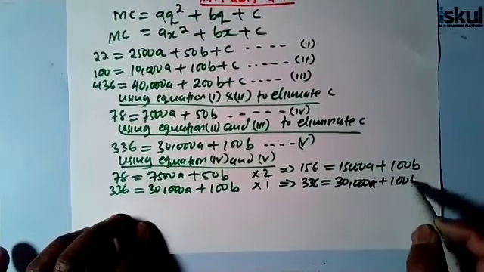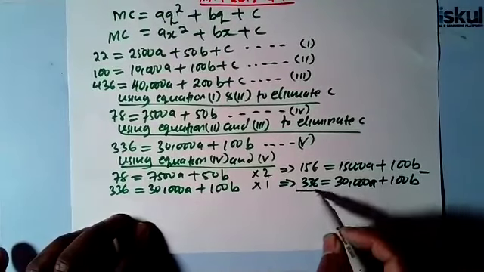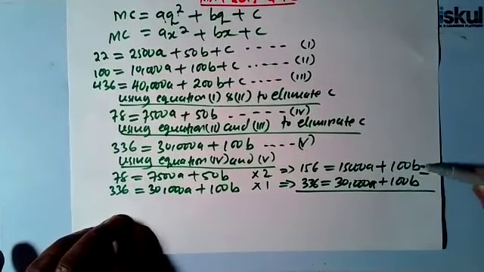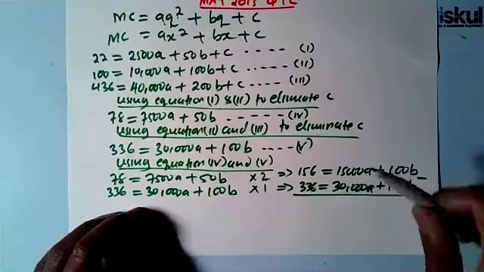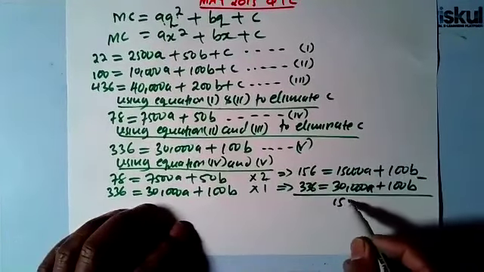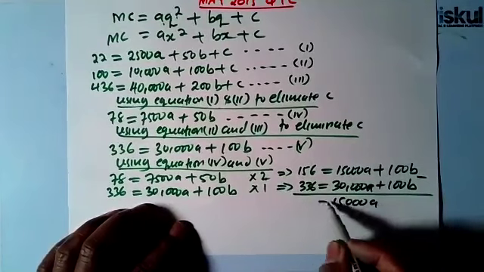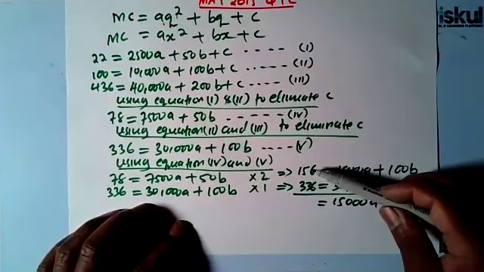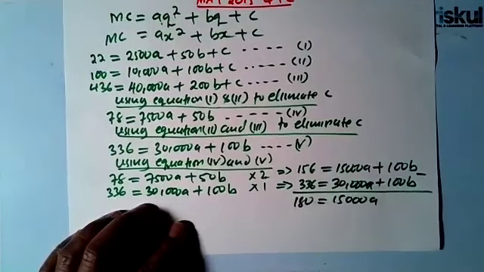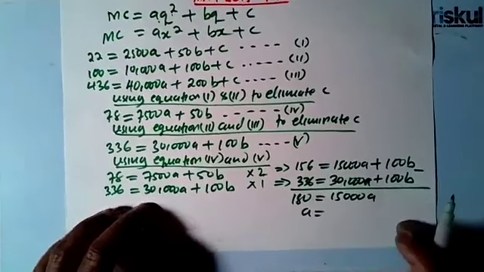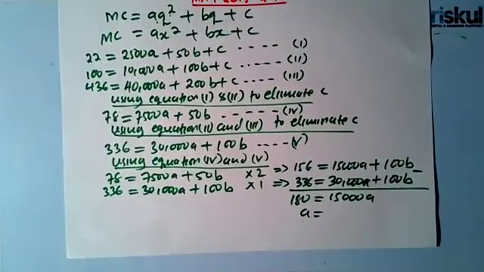plus 100B. Then we can subtract. So 100B minus 100B goes away, and 30,000 minus 15,000 remains 15,000A is equal to 336 minus 156, which gives you 180. So that means A will be how much? Give me A there, post your answer there. It's 180 is equal to 15,000A. So give me A.